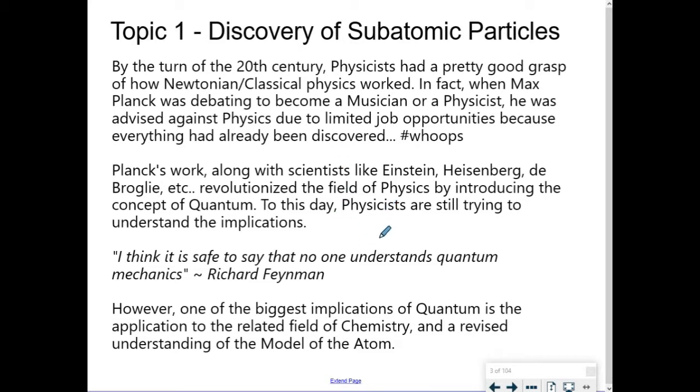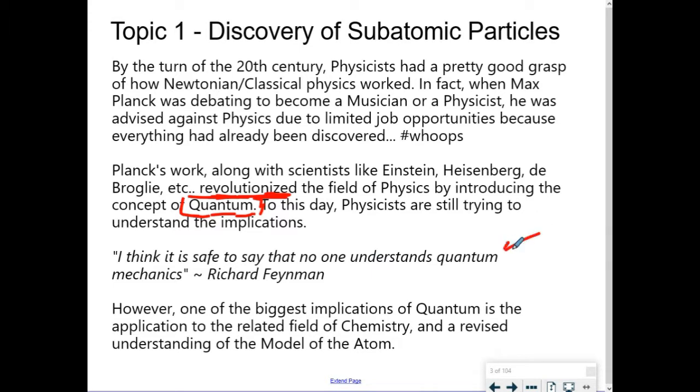So I really can't say enough about how Einstein, Heisenberg, de Broglie, how this word really here probably understates it. They revolutionized the field of physics because as soon as they introduced the idea of quantum physics, which is basically a fancy word for things at the subatomic level, it gave them something new to study.